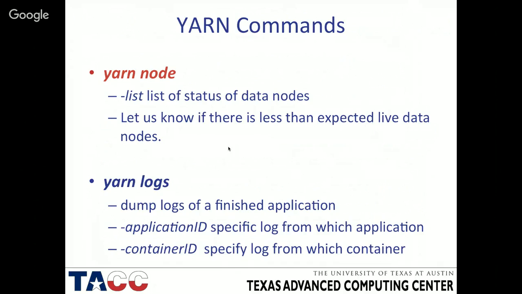The basic usage would be yarn logs followed by -applicationId followed by the actual application ID you have run. You can get the application ID using the yarn application command to see which application ID is associated with the job you want to debug.